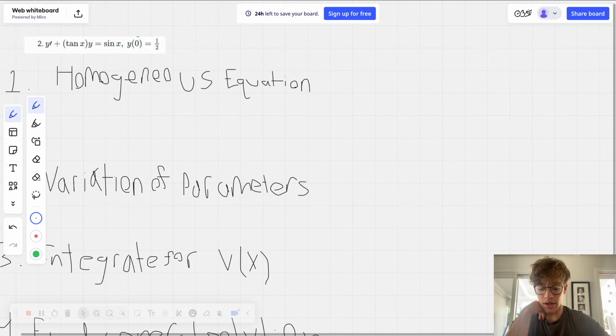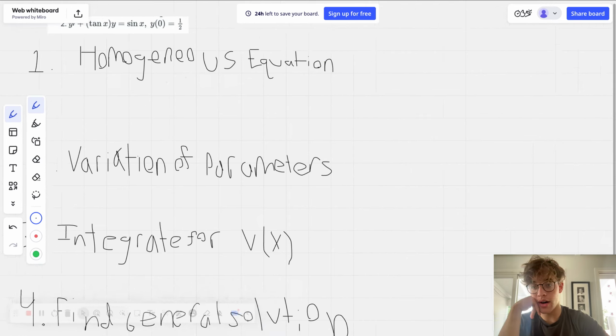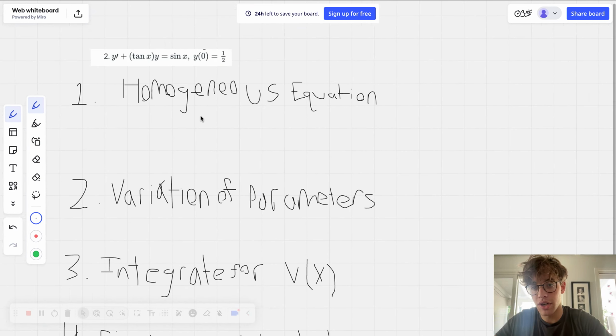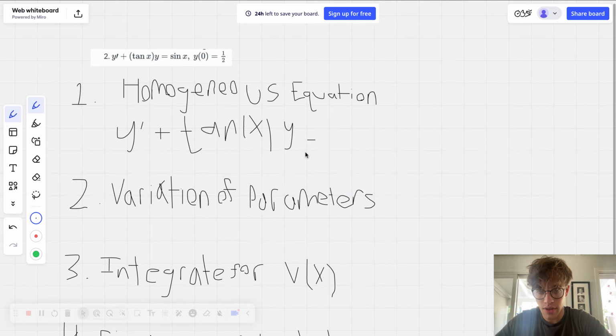So the first step here is turning it into a homogeneous equation, which is where just the right side equals 0. So y prime plus tan x y equals 0. All right, so that's the first step.